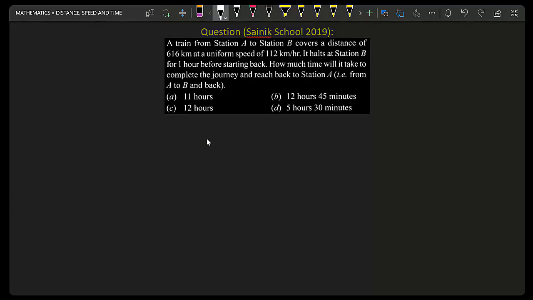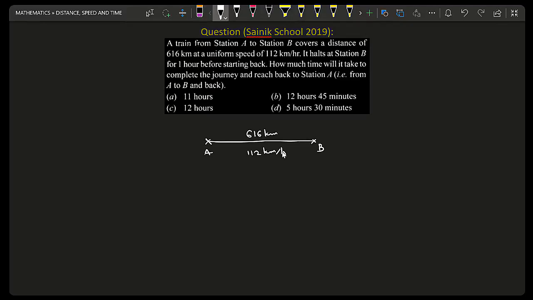Okay, so there is station A here and there is station B here. And the distance between them is what? 616 kilometers. So a train starts from station A to station B with a uniform speed. This is the distance, and the uniform speed, how much is it maintaining? 112 kilometers per hour, right? Yes, sir. So we know the distance and we know the speed.